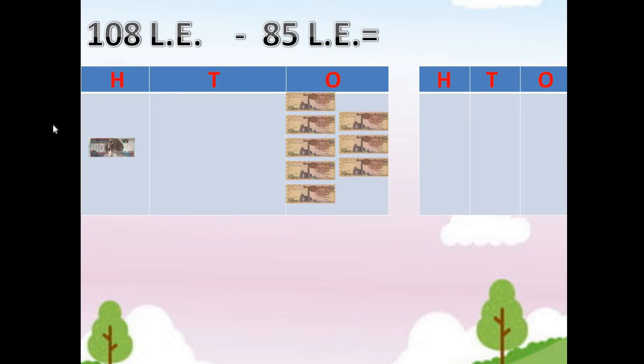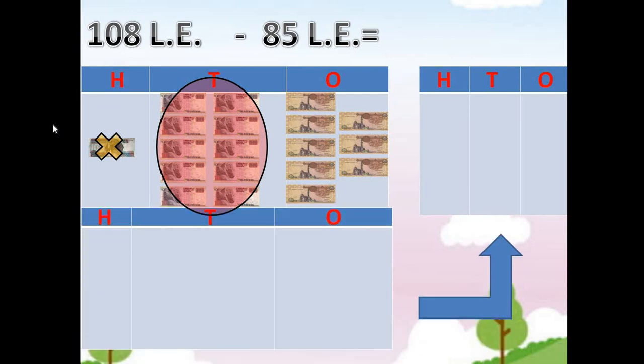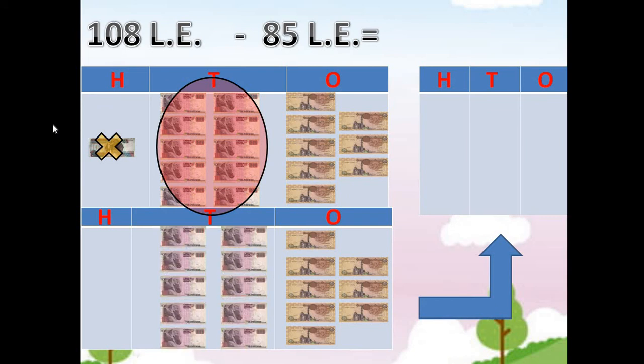But what about the tens? Can you take 8 from 0? It can't be. So I will go to the hundreds and cancel 100 from here and put it in the tens place as 10 tens. Okay, this is what we have now. Let's see. In the ones now we have 8 ones. It is the same. And in tens we have now 10 tens. And in hundreds we have nothing now.